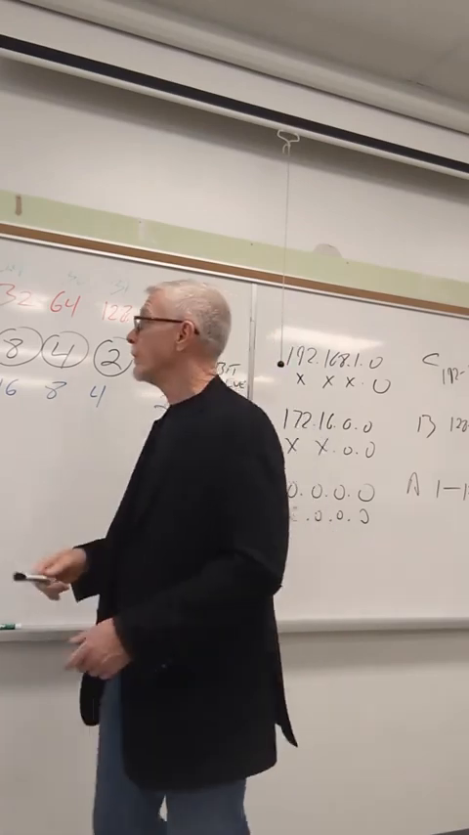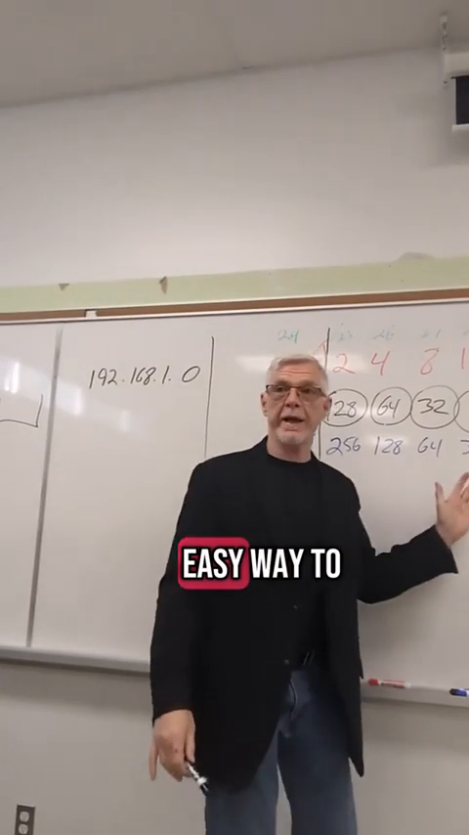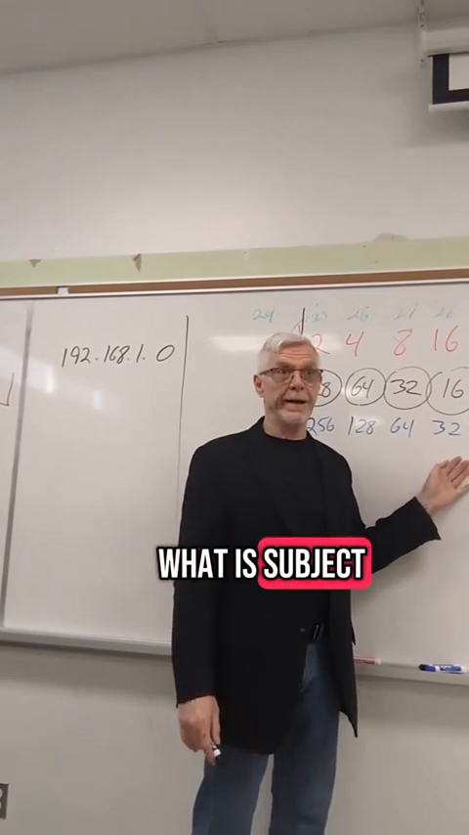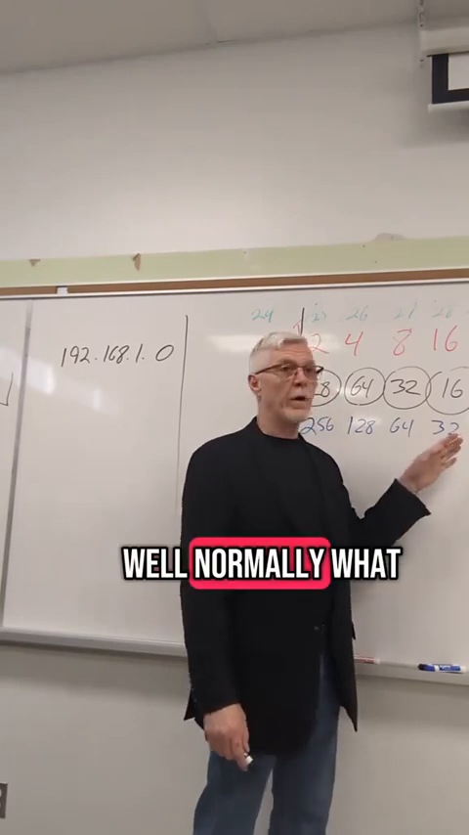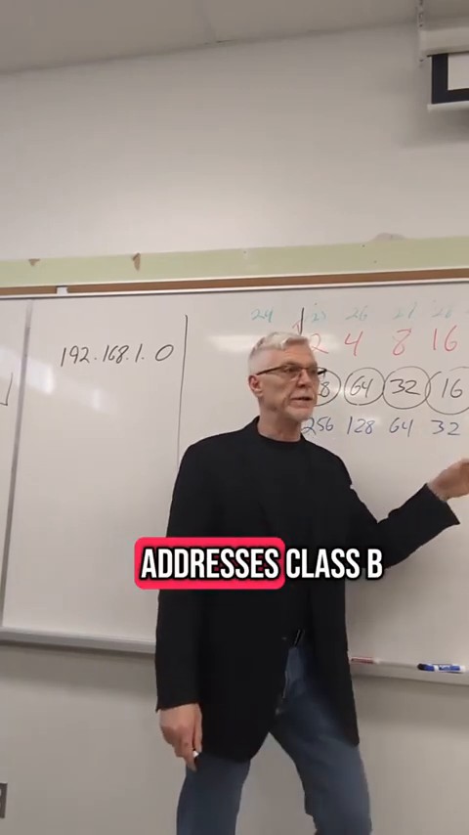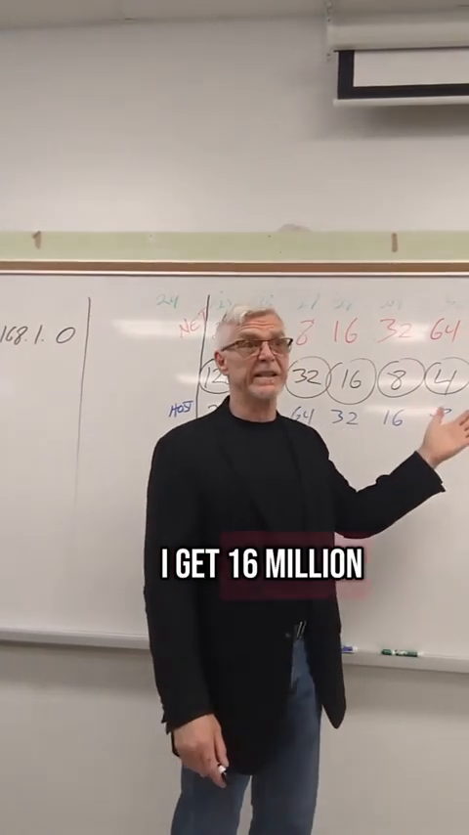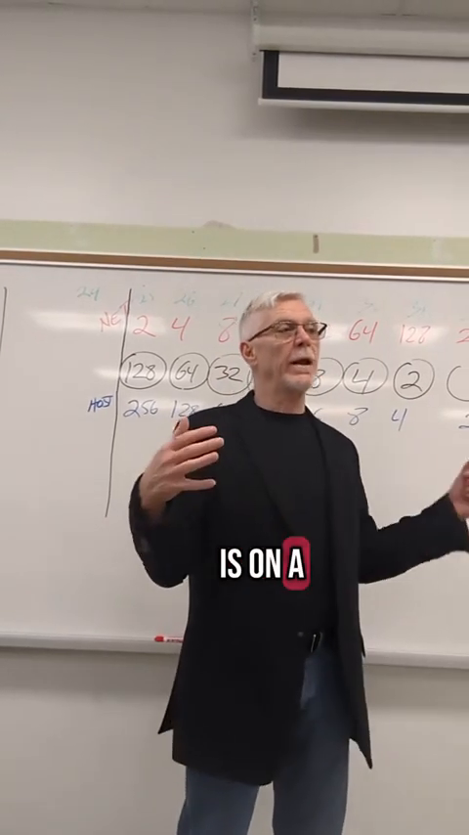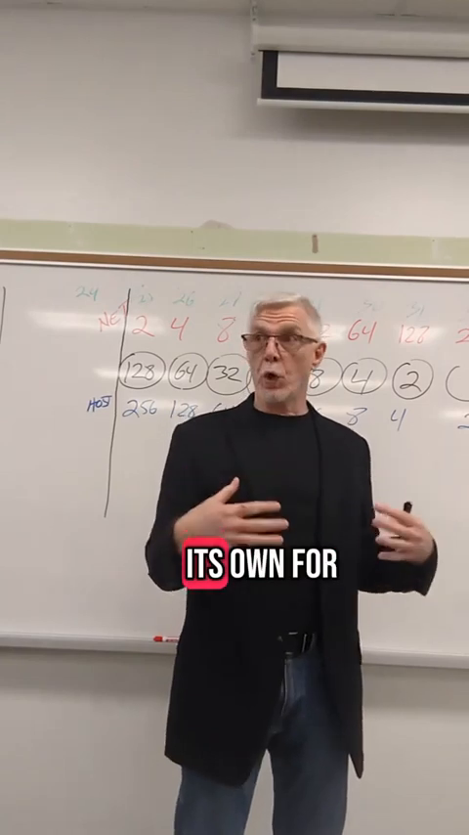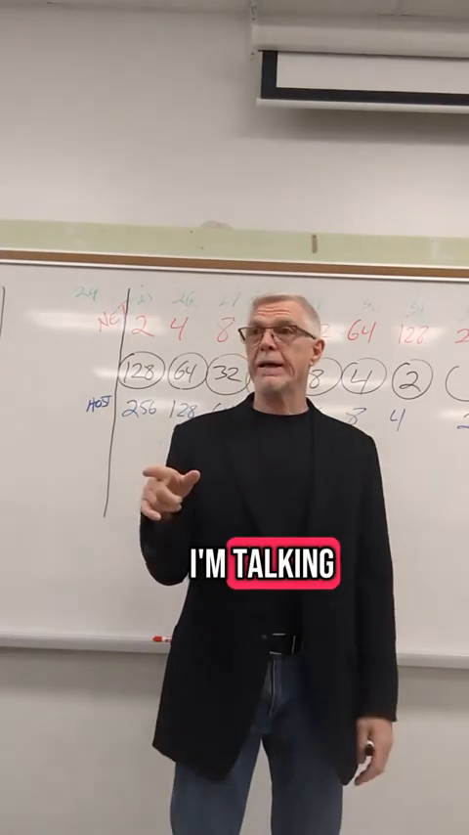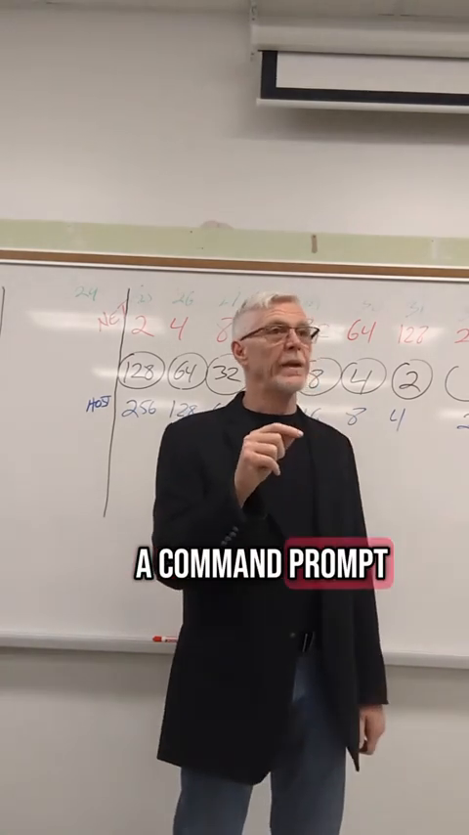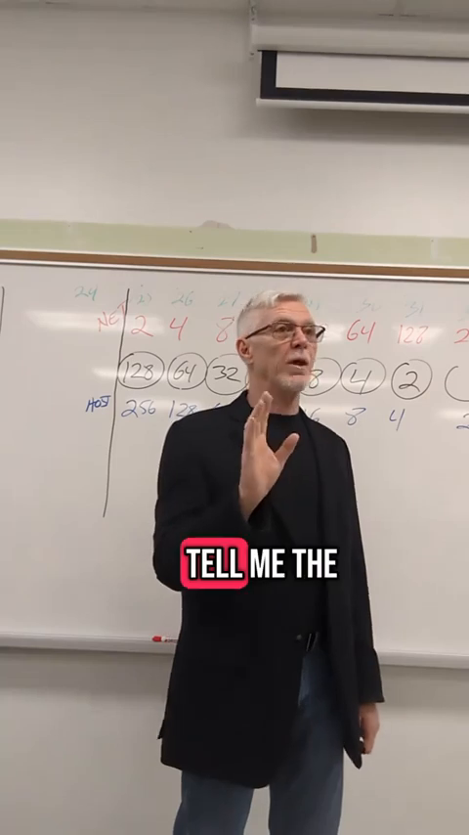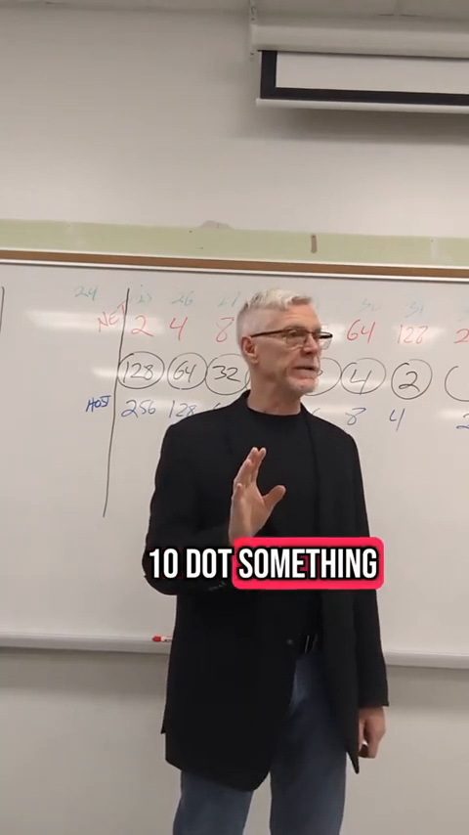Now, what if I told you you could break the rules, Elizabeth? Interesting thing. So this right here is the easy way to subnet a Class C network. What is subnet? I'm sure you're wondering. Well, normally what happens if we got Class C, I get 254 addresses. Class B, I get 16,000. I think Class A, I get 16 million. This class right now that we're in, though, is on a subnet of its own for the class. For example, while I'm talking, do me a favor, bring up a command prompt and do an ipconfig on your laptops. Tell me the address you have. It's going to be 10 dot something something something something.